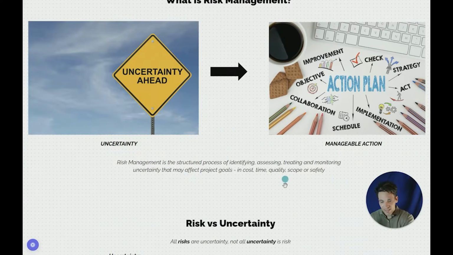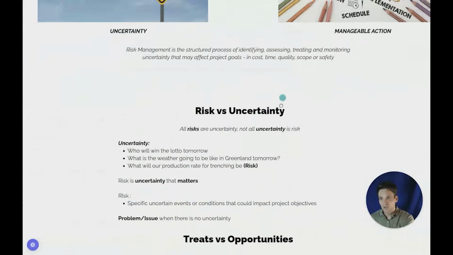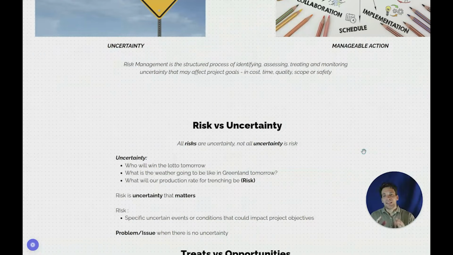Okay, intrinsic to this definition of risk is this term uncertainty. So, it's important to distinguish between what's a risk and what's uncertainty. All risks are uncertainty, but not all uncertainty are risks. What do I mean by this? There's uncertainty in everything and everywhere in what we do. Who will win the lotto tomorrow? What is the weather going to be like in Greenland? And what will our production rate for trenching be? These are all sources of uncertainty. The difference is that our production rate for trenching is a risk for the project. A risk is a source of uncertainty that matters.